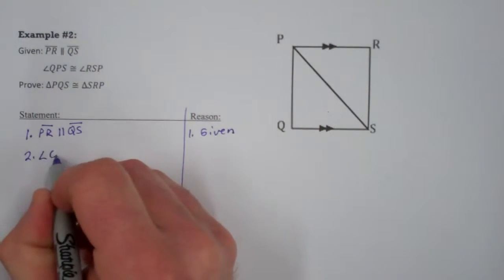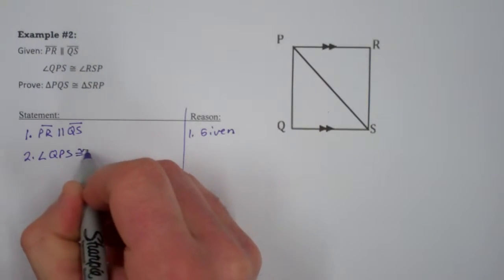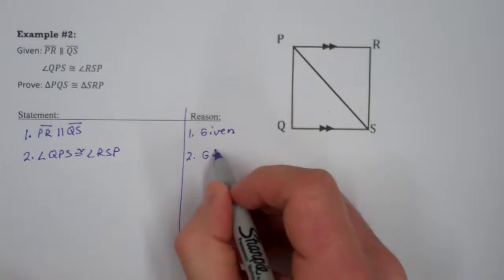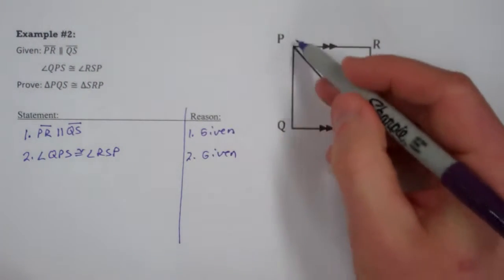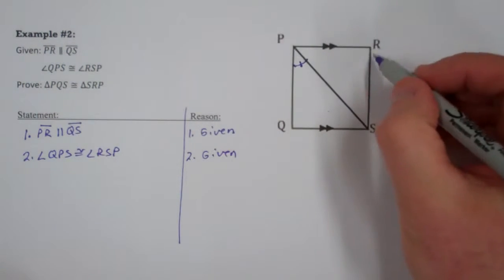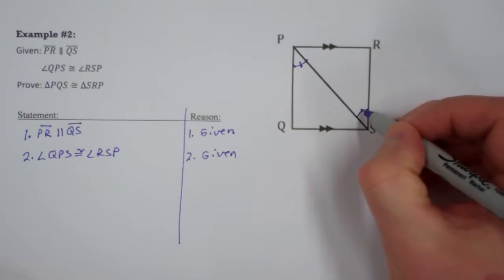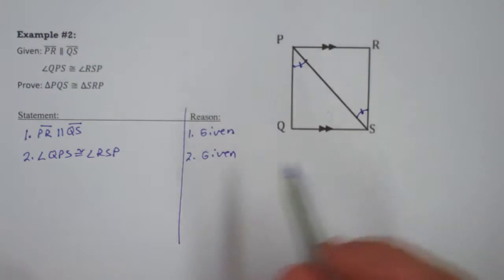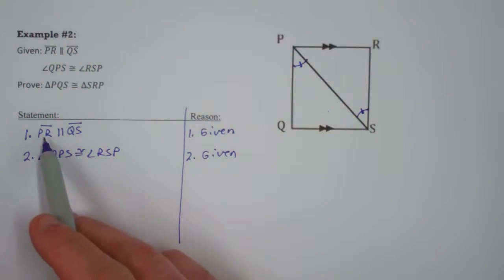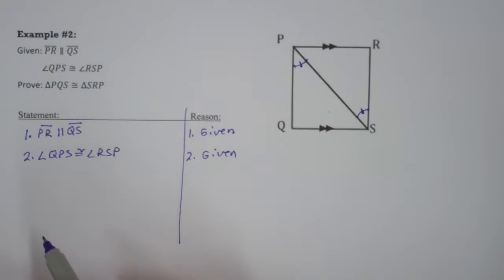We're also told that angle QPS is congruent to angle RSP. So QPS is this angle, and angle RSP is this angle right here. Alright, I wonder if we can make another statement based off of this parallel thing here.